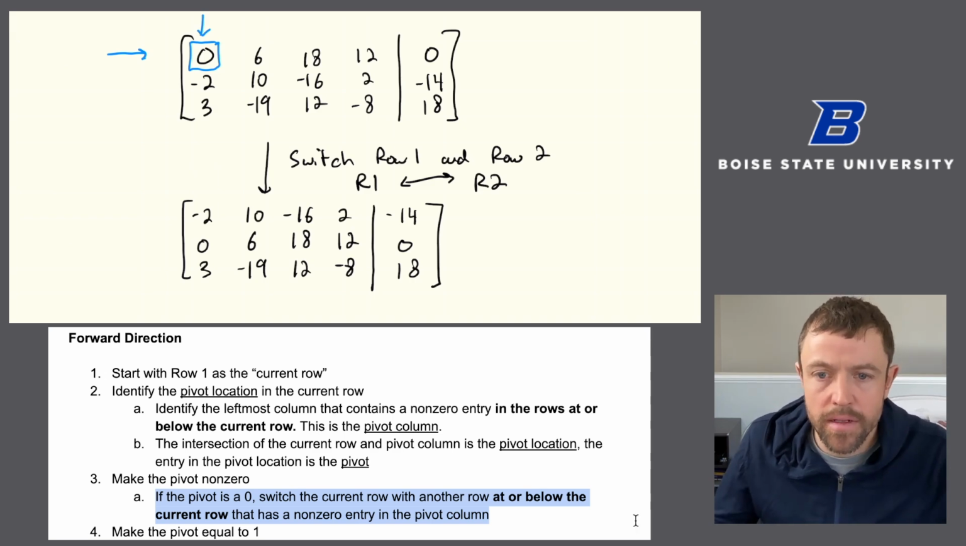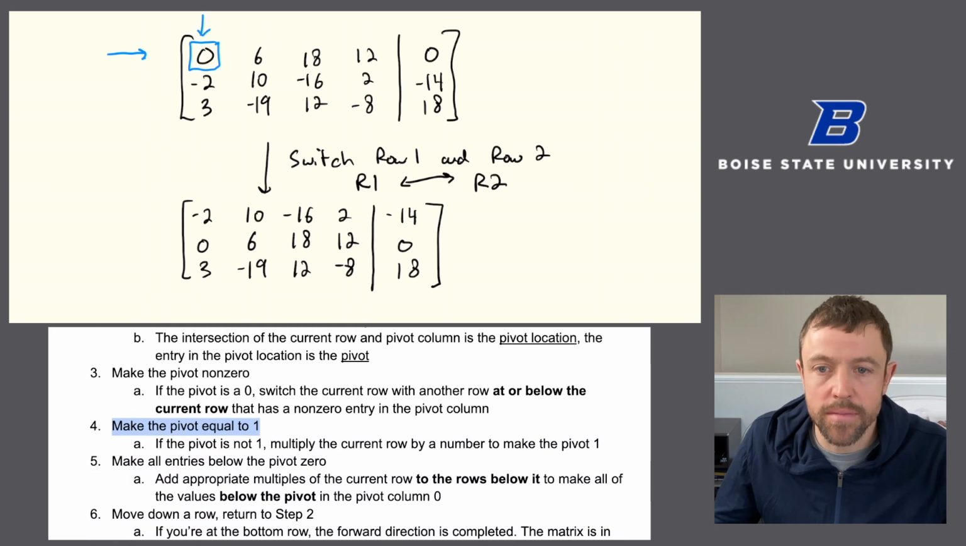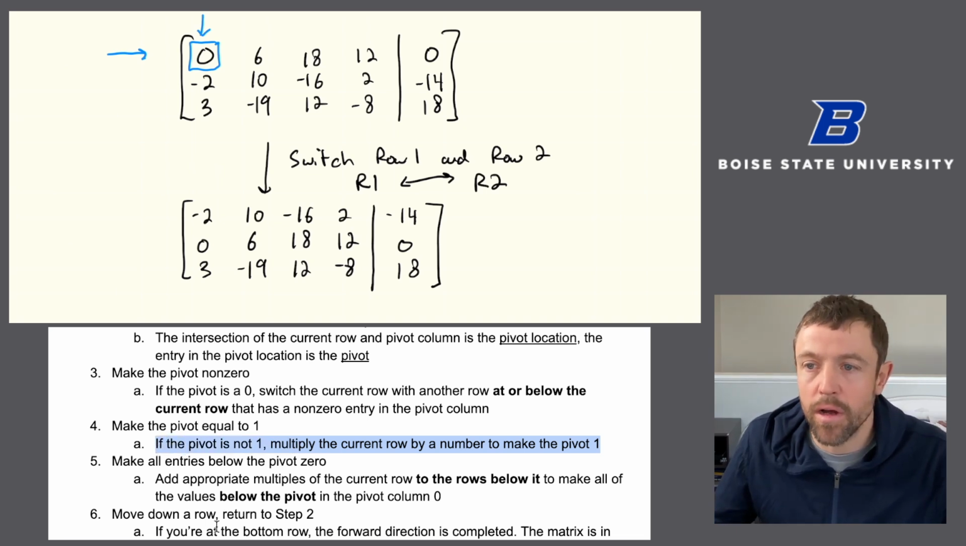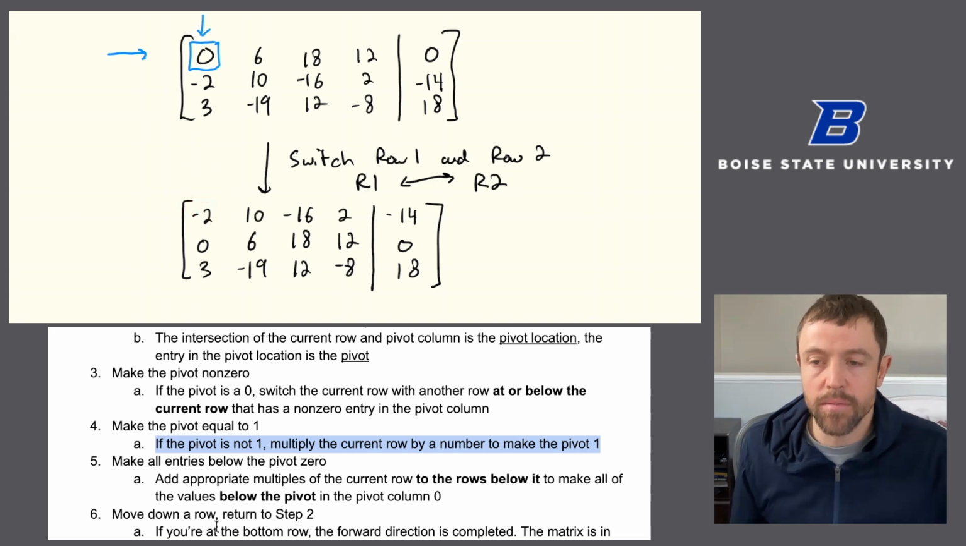Okay. So our next step here, we need to make the pivot equal to 1. So again, this is an action. This is going to be something that we have to accomplish with a row operation. And so the pivot's not 1. We're going to multiply the current row by a number to make the pivot 1. Well, our pivot is -2. And so we need to multiply this by something to make it 1. So we need to multiply it by -0.5.